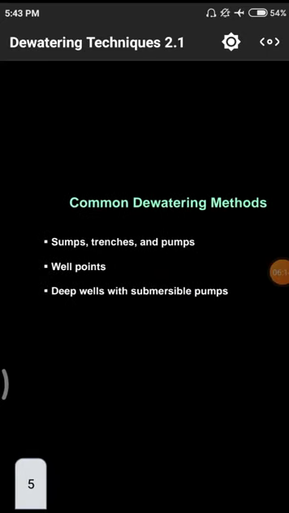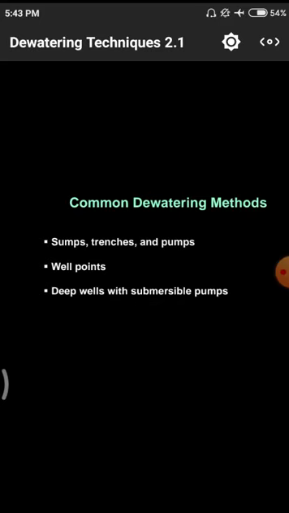Next, what are the common dewatering methods? That means the most useful methods in the field. First are sumps, trenches and pumps. Sumps and pumps are related terms. Next we have trenches, which are like fences, arranged around the periphery of the structure.